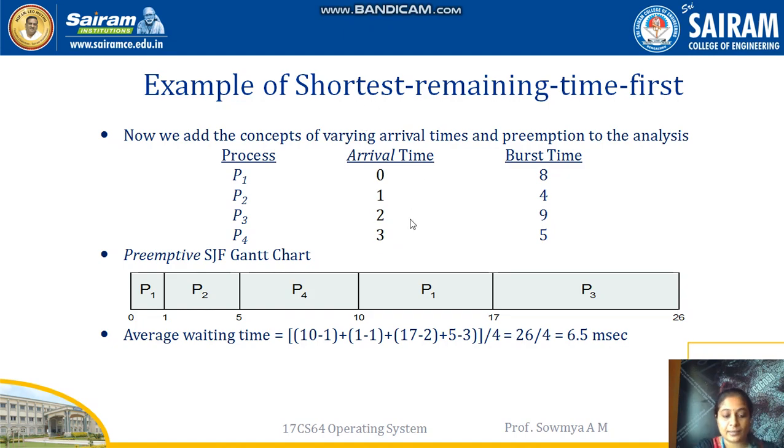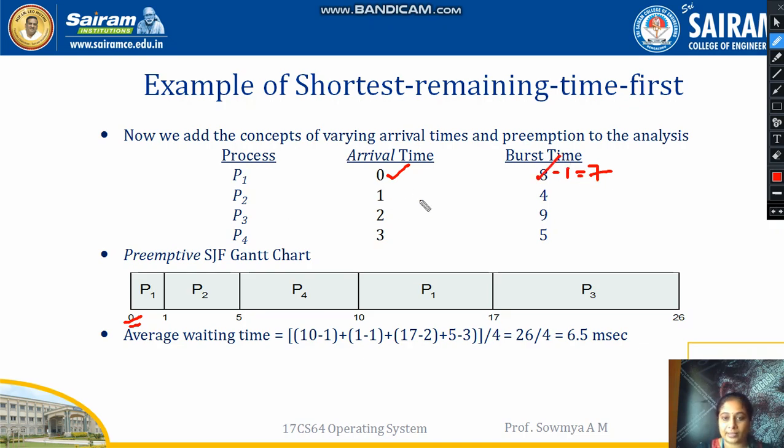Instead of checking burst time first, we first have to see arrival time. So our Gantt chart starts with 0. At the 0th second, which process arrived first? Only one process arrived, which is P1. So allocate P1 and execute it for 1 second. So 8 minus 1 will be equal to 7. P1 has finished 1 second of execution, leaving 7.